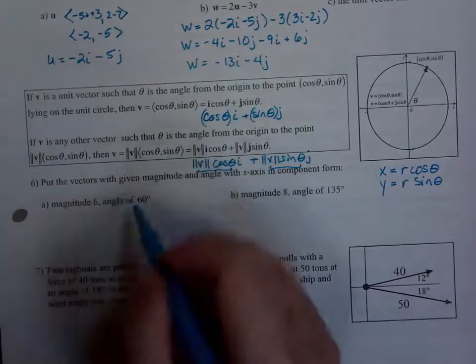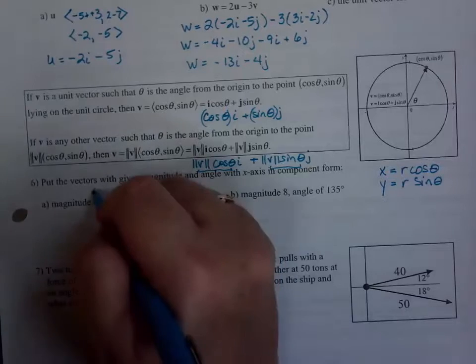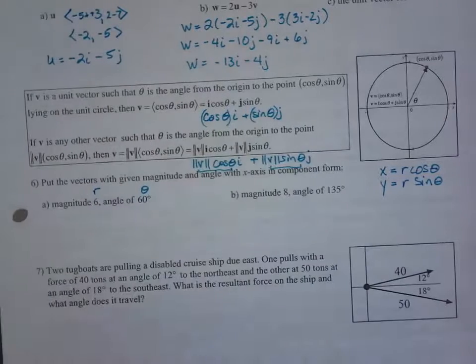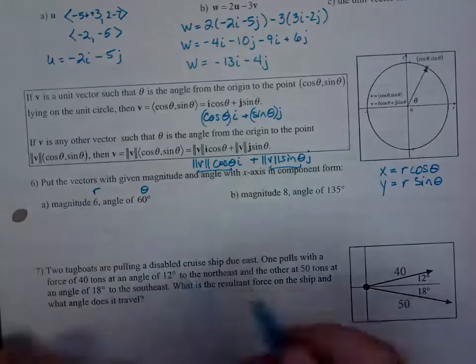So in this next one, they're going to give us a magnitude and an angle. I'm going to call the magnitude r and the angle theta, and we're going to write it in component form. So it's going to be r cosine theta i, r sine theta j. Now, before we go, well, actually we won't need to yet. We'll do that in a minute.